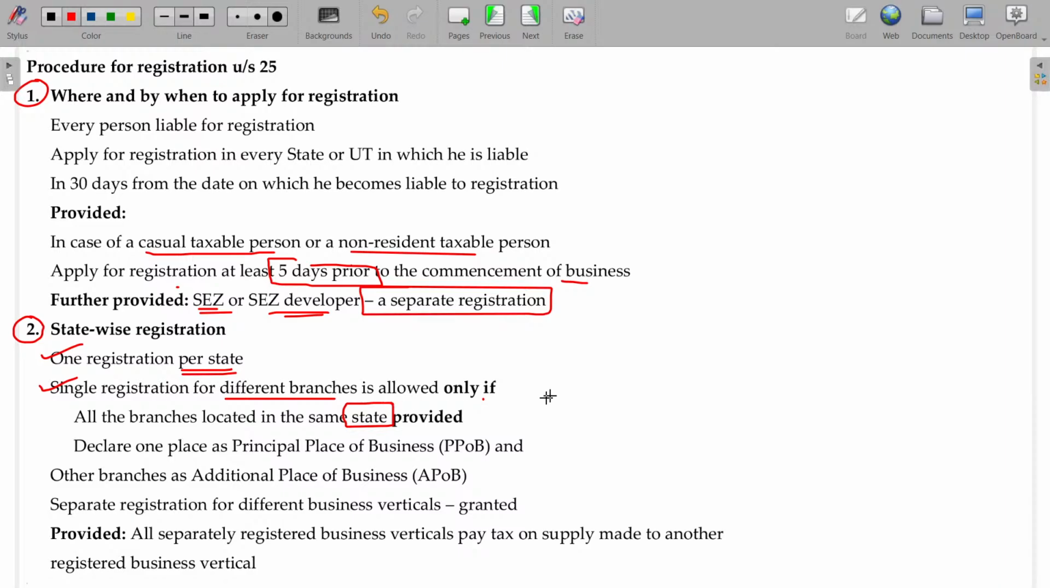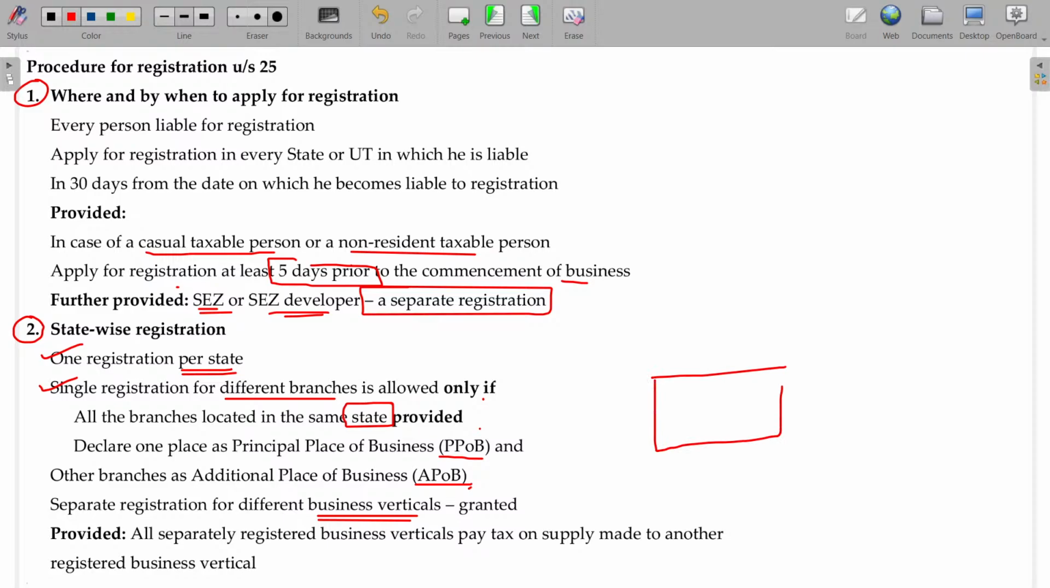Okay. So, in Tamil Nadu, I have 3 businesses in 3 different districts. Then I can have the single registration and I have to disclose the principal place of business as well as the additional place of business. This is head office, this is branch office. So, you have to declare all these things. If I have a business vertical, then I can have 2 registration numbers for the same state.